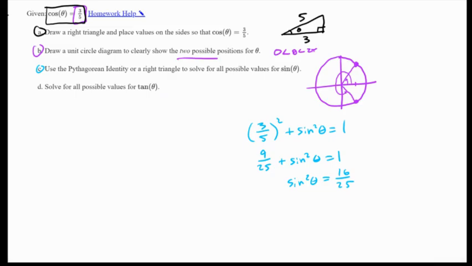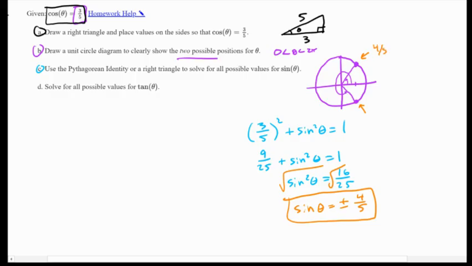And then I took the square root of both sides, which gives me, remember when I take the square root, I get two possible solutions, plus or minus. And so that is what represents these two points, right? My y value of positive 4/5 is up here. My y value of negative 4/5 is down here. That's why we get two solutions, because, again, we're taking the square root and getting two possible answers.